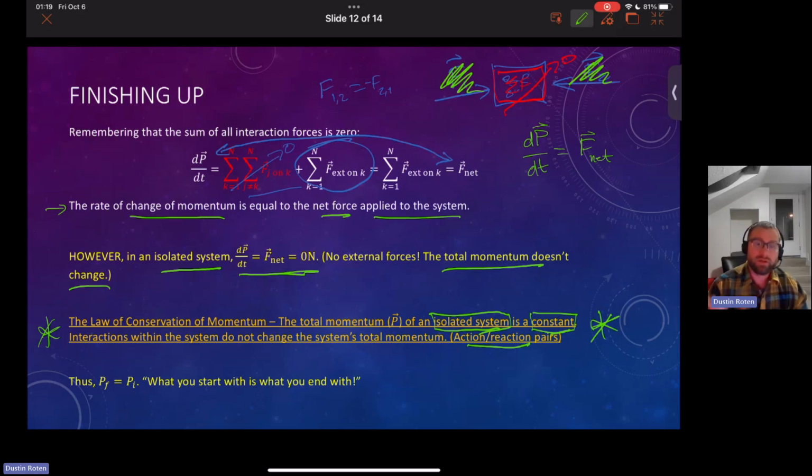So therefore, the big point here is in an isolated system, your final momentum and your initial momentum, what you start with, what you end with, they're the same. What you start with is what you end with in an isolated system. And this is a big idea in physics, and it's very useful. It shows up in a lot of places.